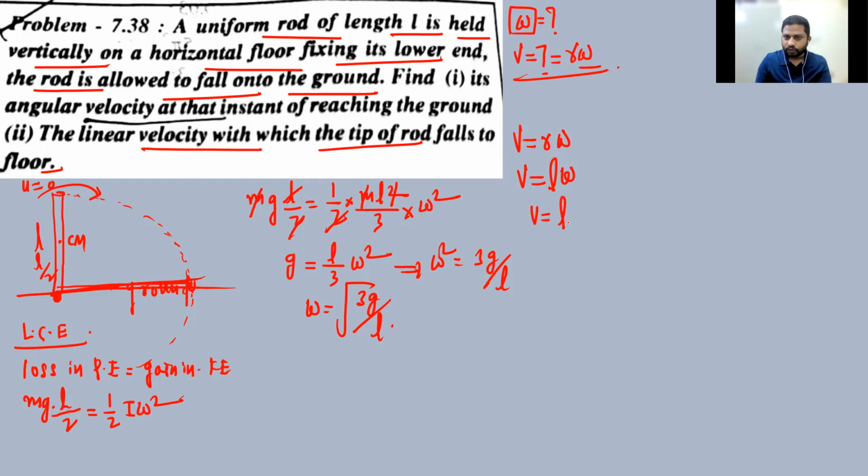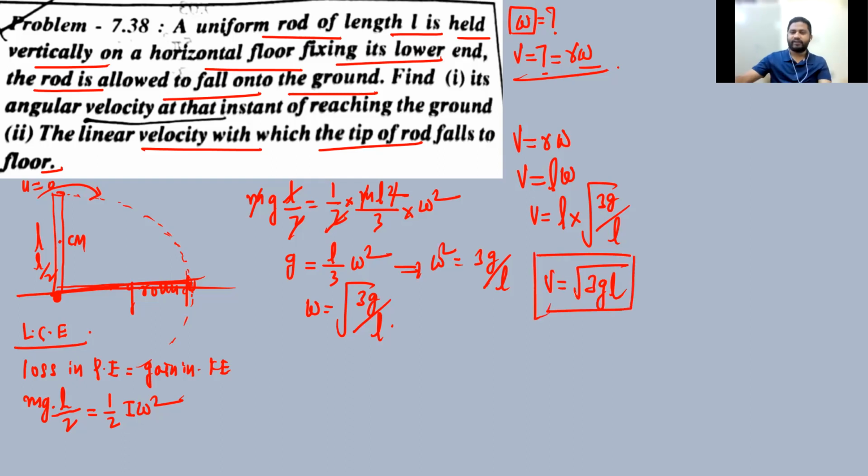So v is equal to L into omega, which is root 3g by L, and I can write v is equal to root 3gL. That's it, right? This is v, the linear velocity. I hope you understand this. They're very important, and a lot of concepts are involved here. Okay, now let's move on to the next one.